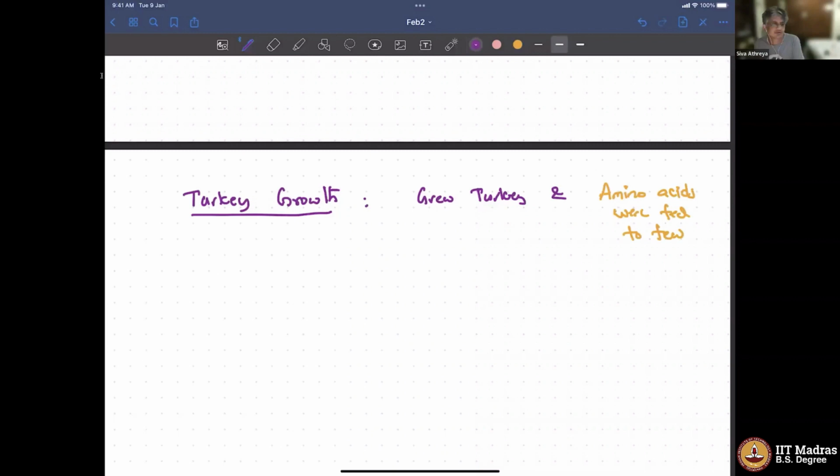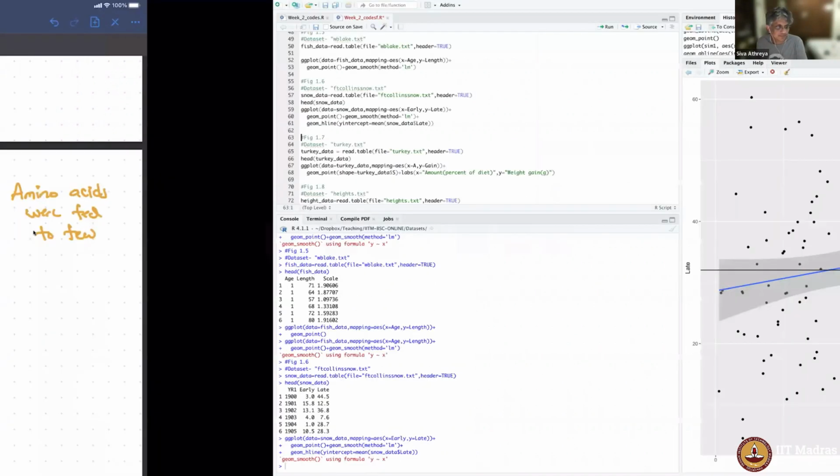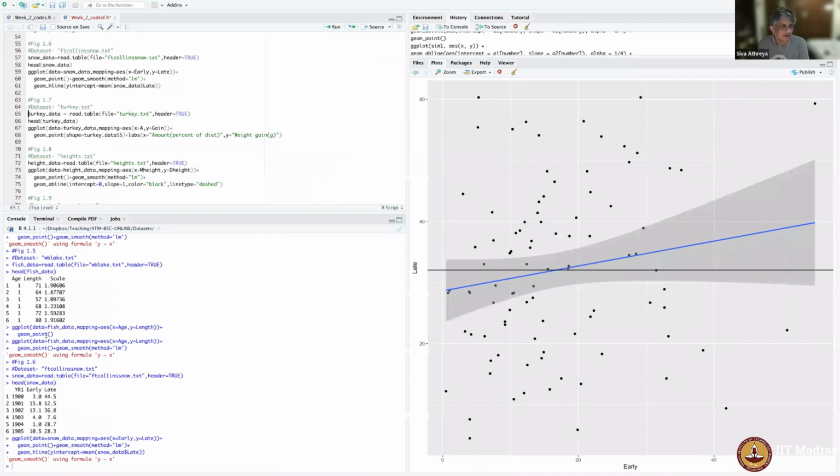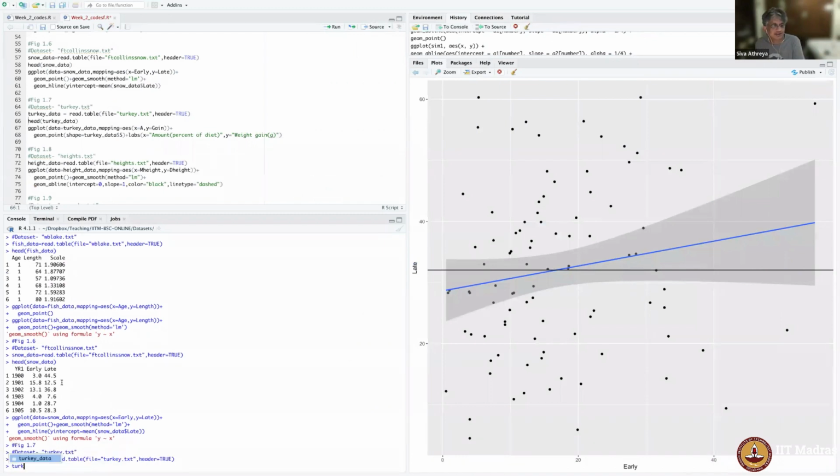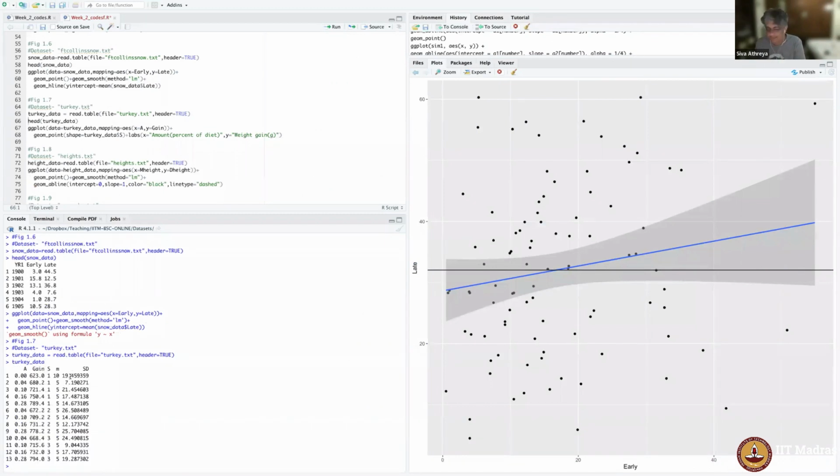Let's go here. Turkey data set. Go to data, turkey underscore data. Let's look at how it looks. So you have the gain and the amino acid given. At dose equal to 0, there were 10 turkeys, and the average response of 5 pens of turkeys, and so on and so forth is given. So let's try and plot this data set a little bit, see how it looks.